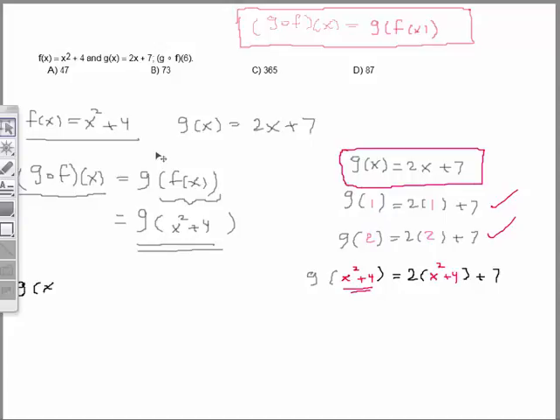So in this case, g of x squared plus 4, which is really what we're trying to solve here, the composition of g with respect to f, is right here. So let's just go ahead and evaluate that. If I distribute this, I get 2x to the power of 2 plus 2 times 4, 8, plus 7. So this is 2x to the power of 2 plus 15.